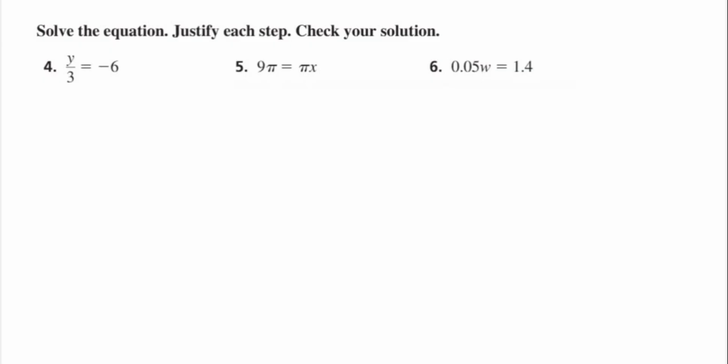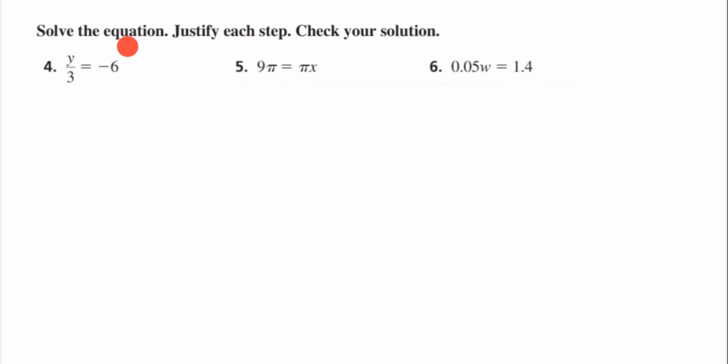Hey everyone, here's a question from linear equations, and here we're doing the fourth, fifth and sixth questions, which involve division and multiplication required for solving a linear equation. The question is, solve the equation, justify each step, check your solution. What does this mean? We have to solve the equation, that is, get the value of the unknown, which is the variable.